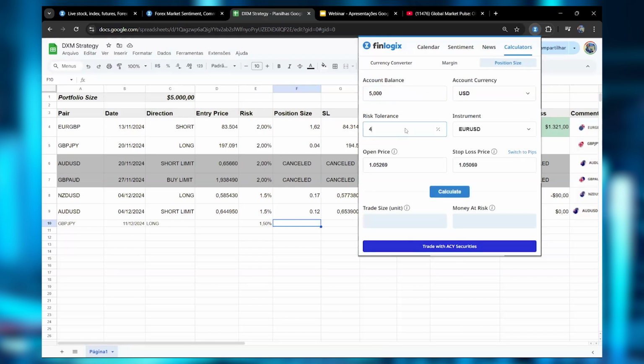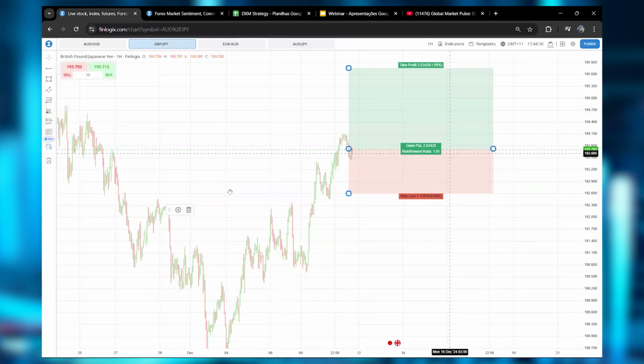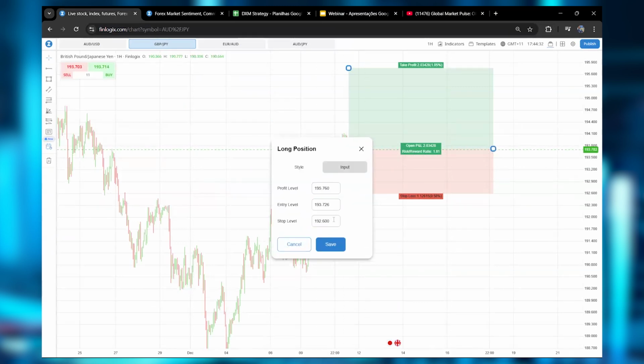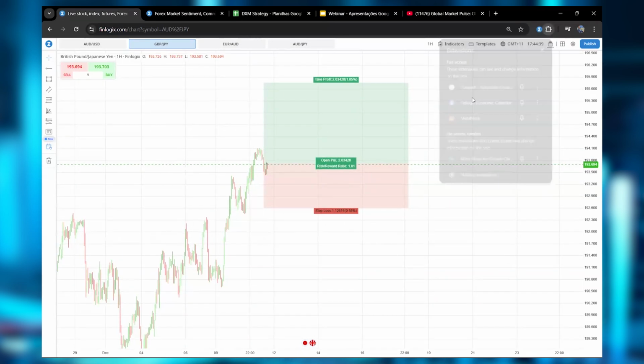Risk will be 1.5%. Oops, sorry. Then we're looking at GBPJPY. I don't think the team is working on it here. I don't think we can calculate yet. I think they're still working on that, but let me check. Entry level, let me get it from here.